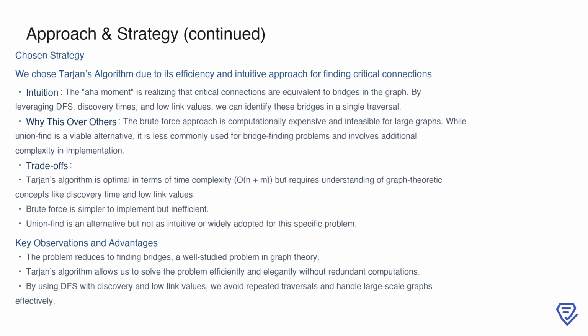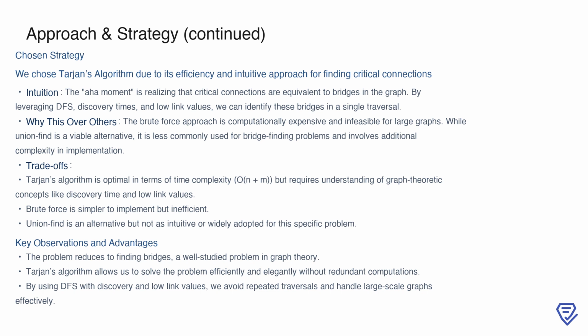For this problem, we chose to implement Tarjan's algorithm due to its efficiency and clear applicability to finding critical connections. The insight here is that critical connections correspond to bridges in the graph. By using DFS in combination with discovery times and low link values, we can identify these bridges in a single traversal. This makes the algorithm both efficient and elegant.